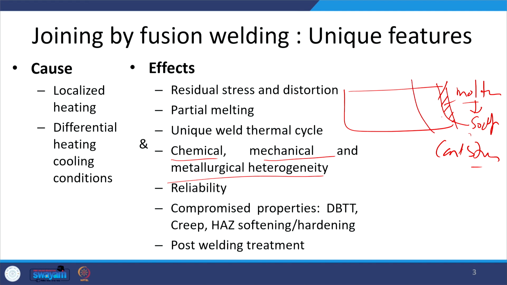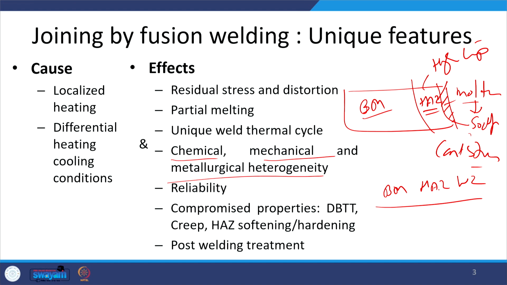Okay. Then the zone next to the fusion zone will experience again a very high temperature, and this high temperature will lead to the development of the zone which is affected by the heat delivered. And then there will be a region which will not be much affected, that will be termed the base metal or the parent metal. So, three zones are commonly formed: the weld zone, the heat affected zone and the base metal. Each zone differs in terms of microstructure and mechanical properties, and that is why we have the chemical, metallurgical and mechanical heterogeneity.